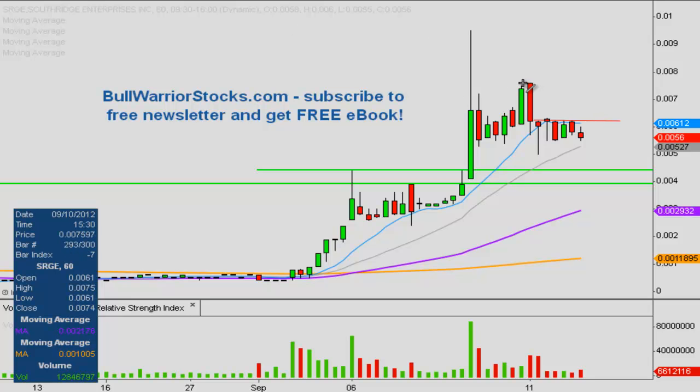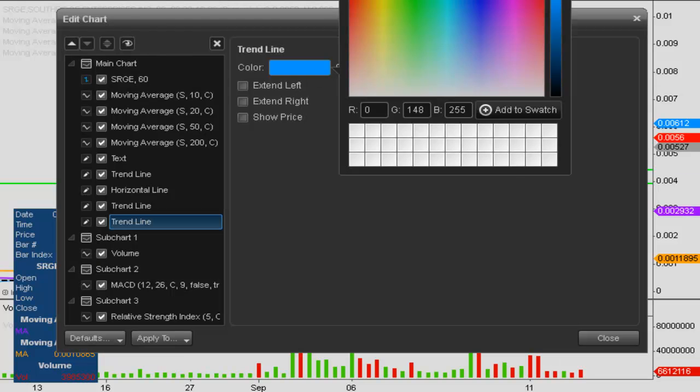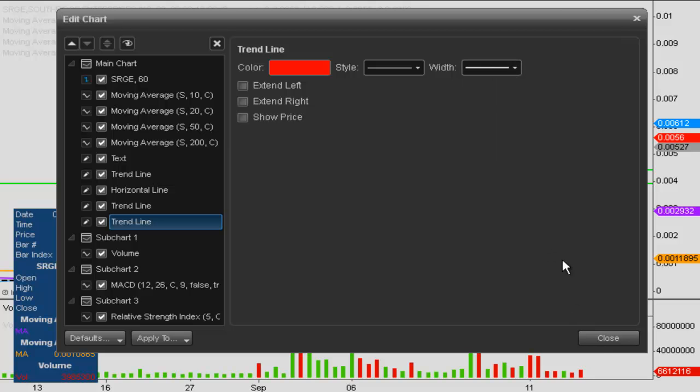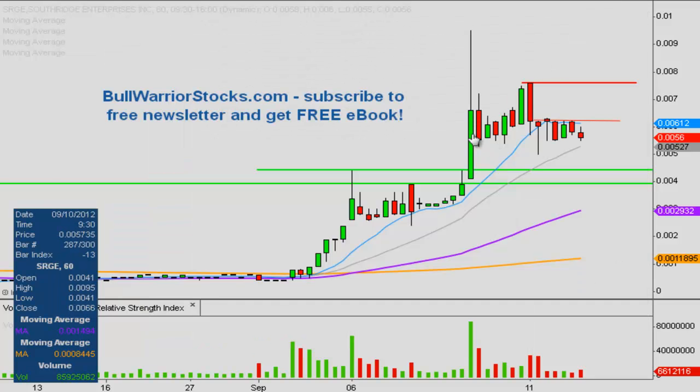Then the next level of resistance is going to be up here at this previous high at 0.0076, and then following that one will be simply the previous high from up here at 0.0095 when it made this mammoth move here. So these will be the two levels of resistance, and then of course this one, and then you do have these levels of support down here. So if there are any other questions on the chart, please let me know.